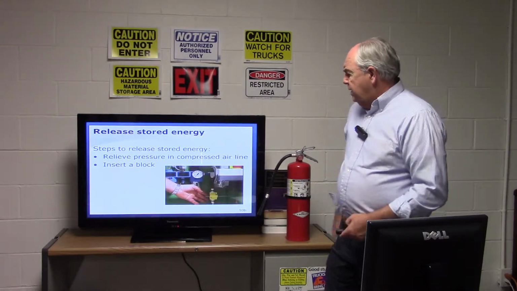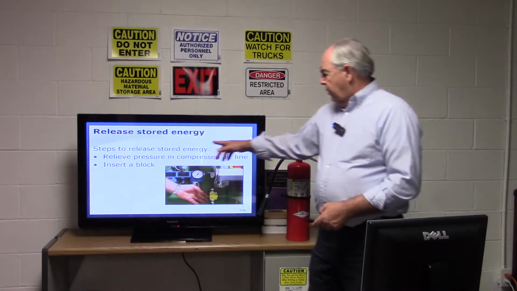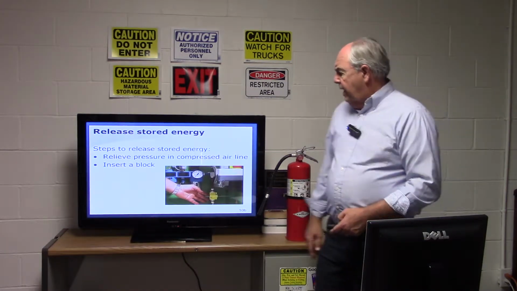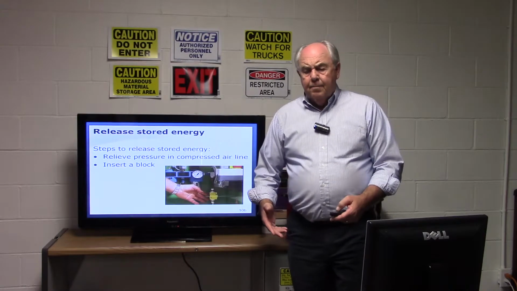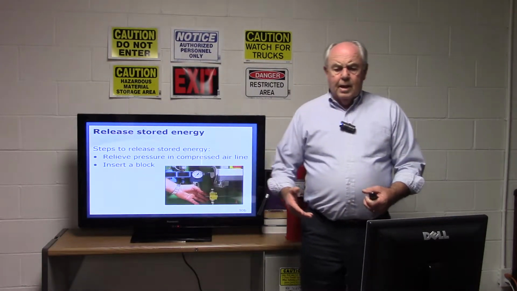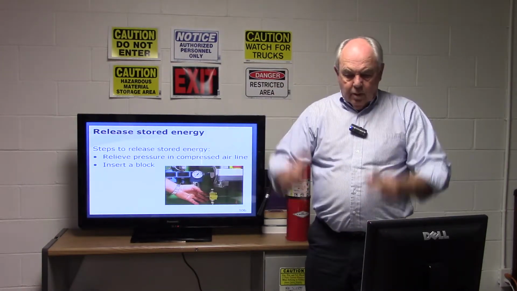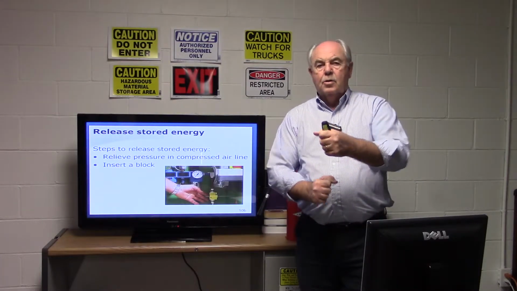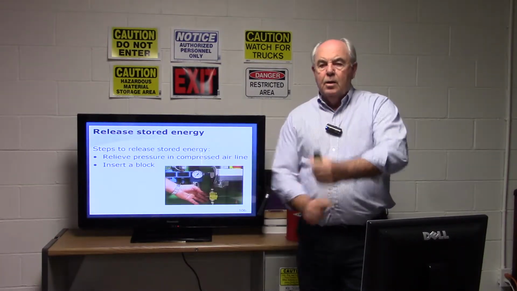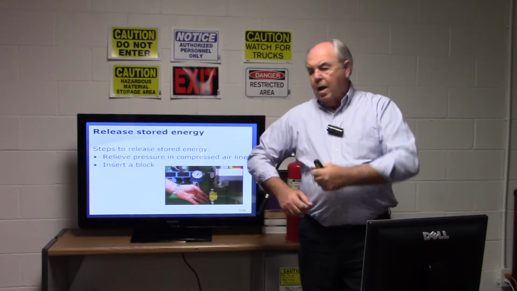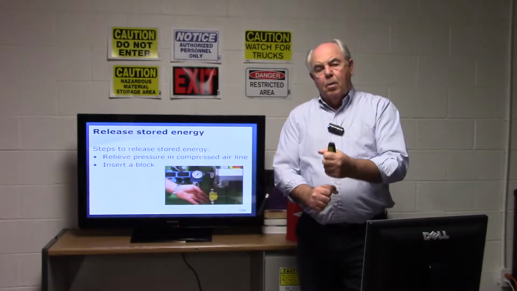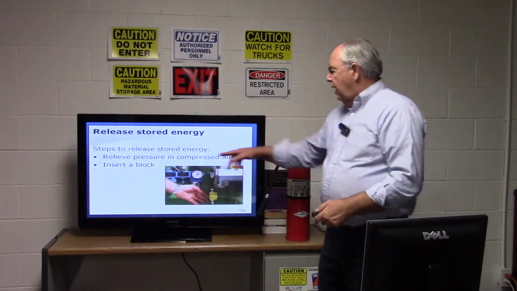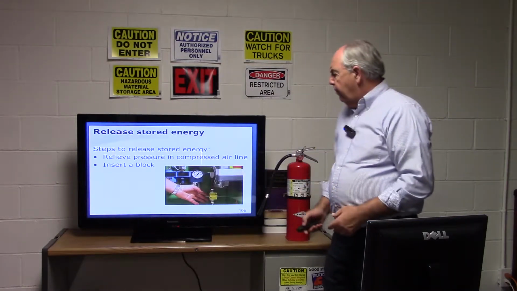Now let's release the stored energy. Steps to release stored energy: relieve pressure in compressed air lines, insert a block. There are pieces of equipment like metal stamping where you got a gravity stamp coming down at 20 tons. There's a metal block that has to, you can't just lock it out and leave it. You have to open up those molds and then you put a metal block up under there to keep it from coming down. So that's what a block is really all about.